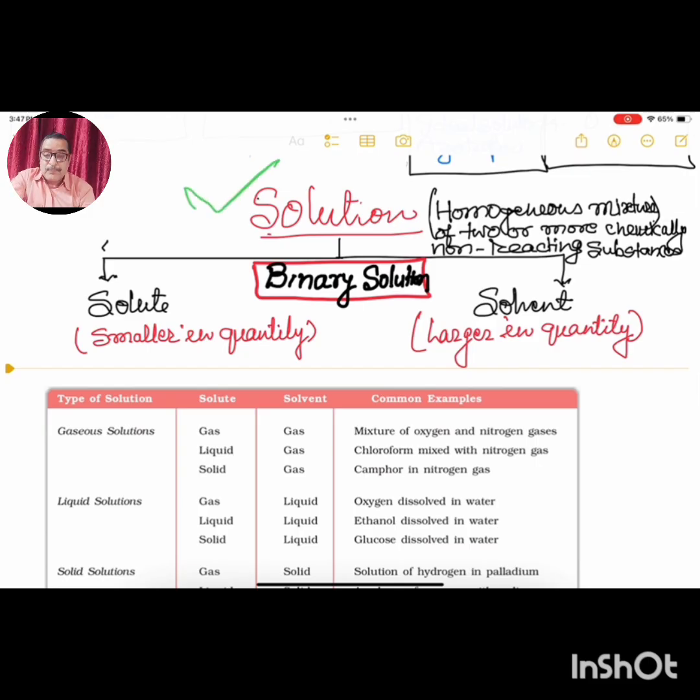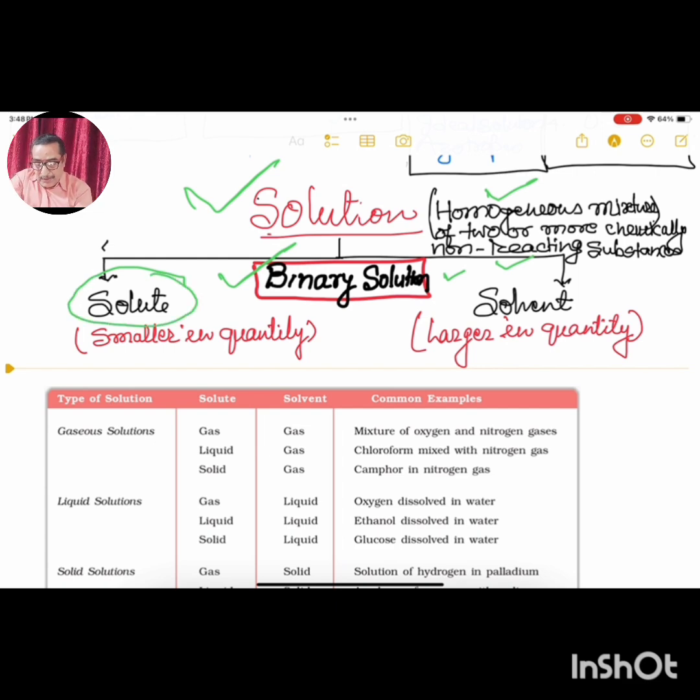What is solution? You know from the very lower classes, when two or more components are mixed together. But here two conditions are very important to define. One is a homogeneous mixture and the second one is chemically non-reacting substances. So if a solution is prepared by two components, then it is called a binary solution. And if it is three, it is called a ternary solution. But in our syllabus, we mainly focus on binary solution.